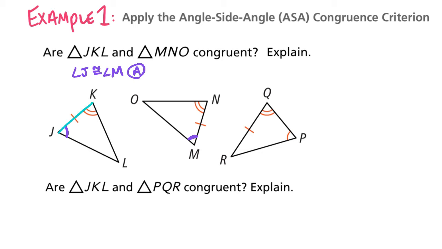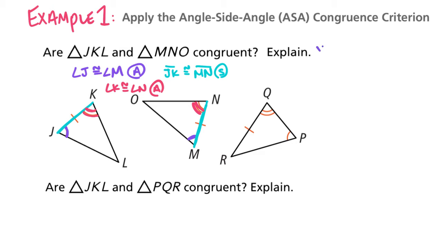I notice that segment JK and segment MN are congruent. So segment JK is congruent to segment MN. That's a pair of sides. And then I notice that angle K right here and angle N right here are congruent. Angle K is congruent to angle N, and that's another pair of angles. So I notice that I have two angles, right? And I have the side that kind of connects them. And so that would tell me that yes, these two triangles are congruent by angle, side, angle.